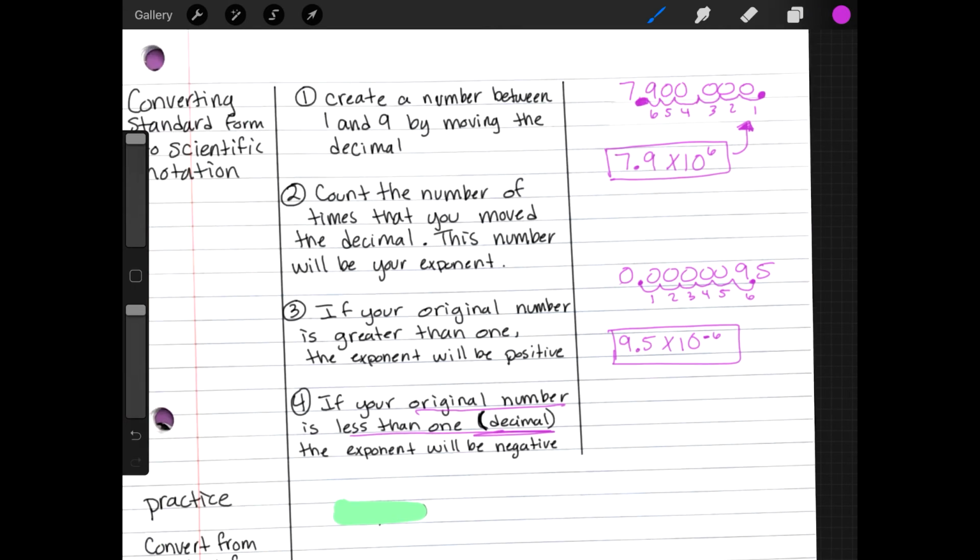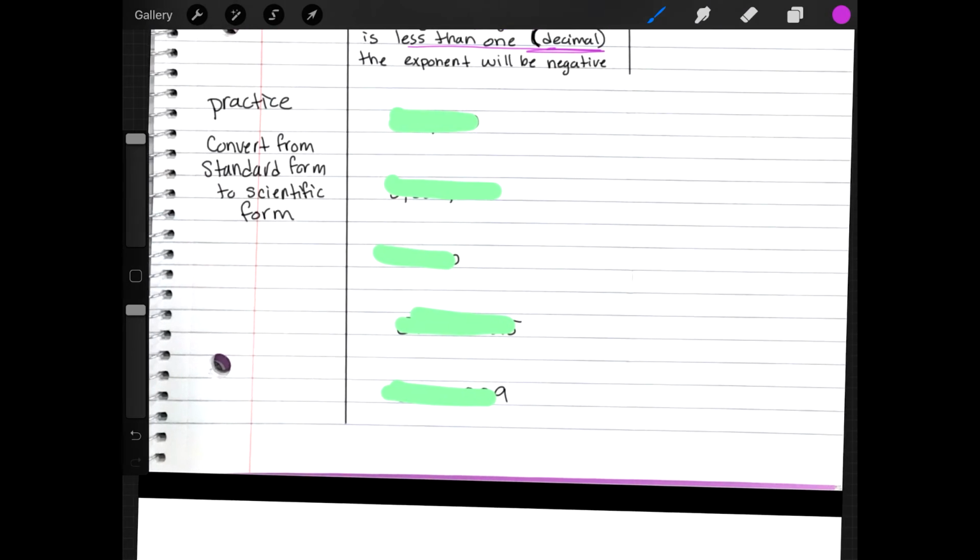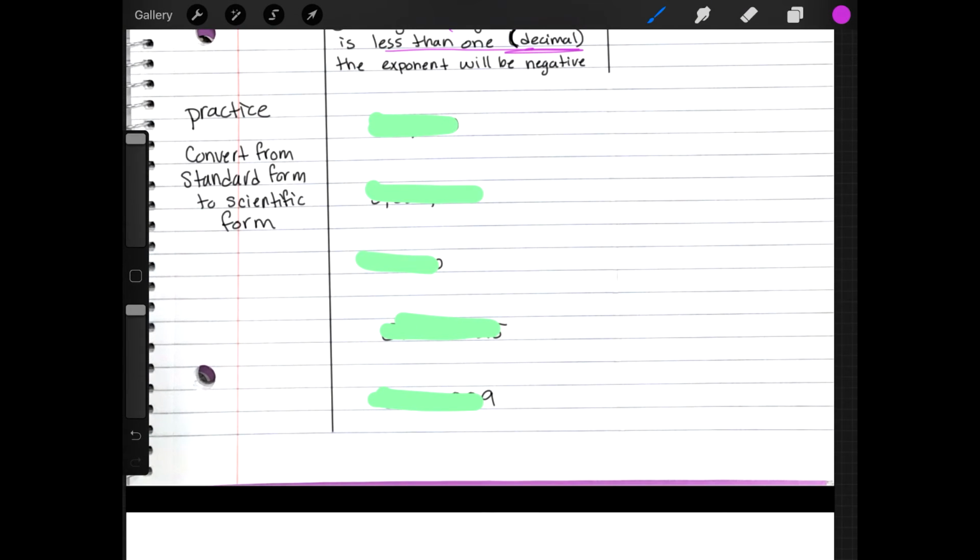Okay. All right, so let's practice converting standard form to scientific form. So our first number is going to be 42,000. So if we look at 42,000, let's look at this decimal right here. We're going to put it right here, right? And we're going to move it 1, 2, 3, 4 times. So that way the first number is a 4, and that's between 1 and 9. So we can write it as 4.2.